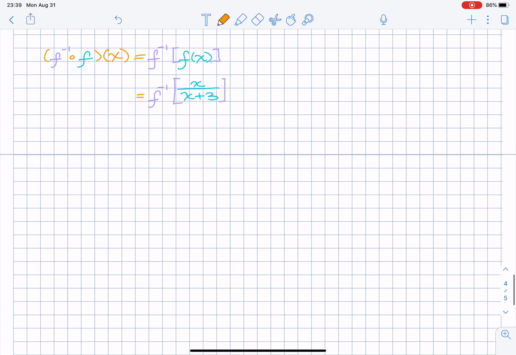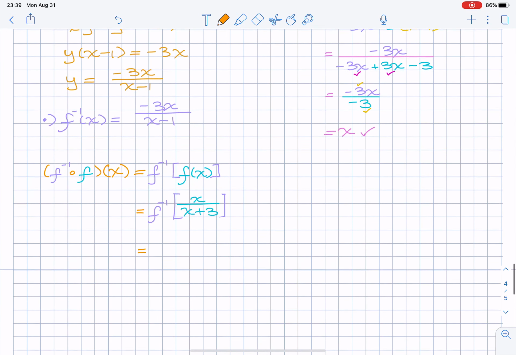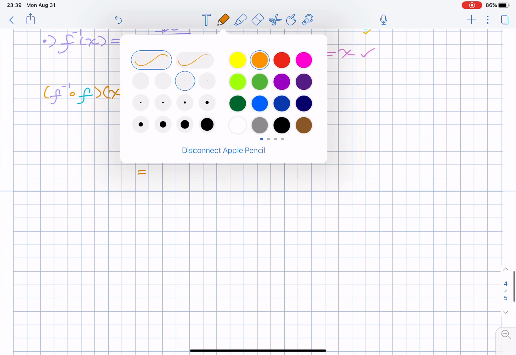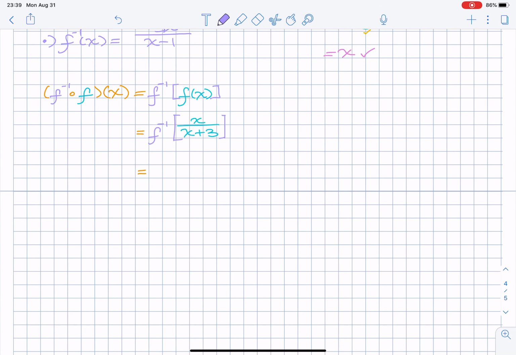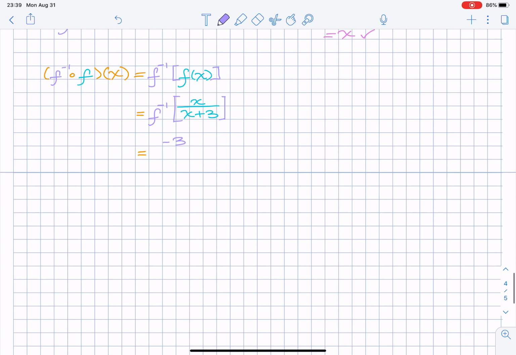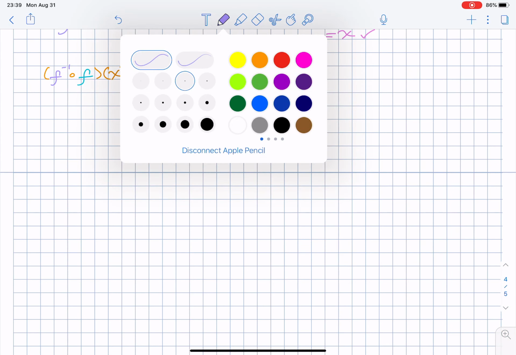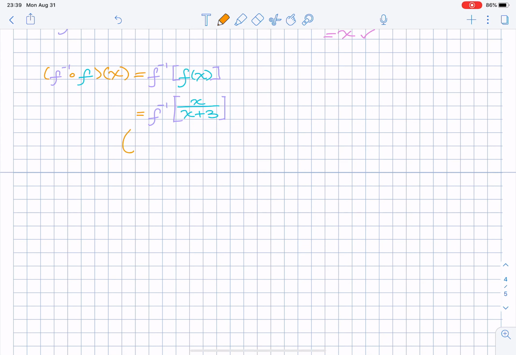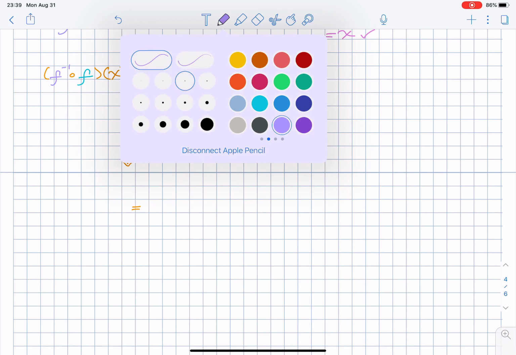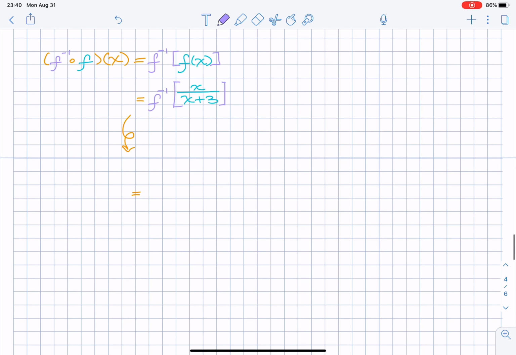Okay, so what does f inverse do with each input? It's negative 3 times the input. I don't know if I'll have enough room here. I think I'm going to go to the next page. So let's see, let's go to the next page. So this becomes negative 3 times the input.